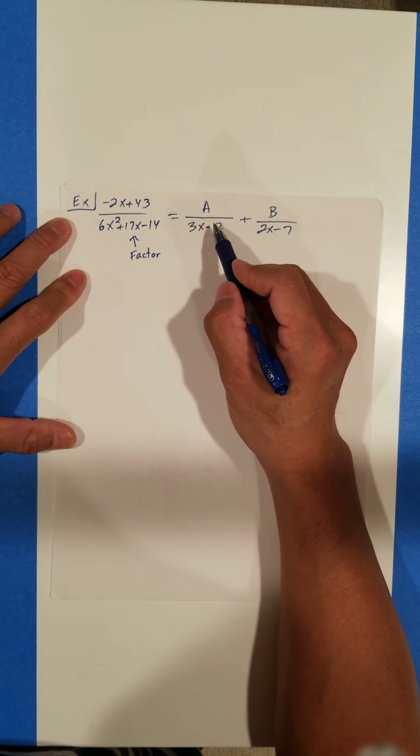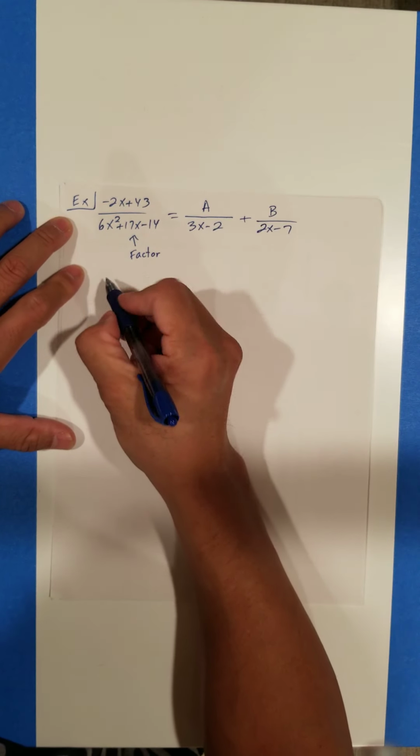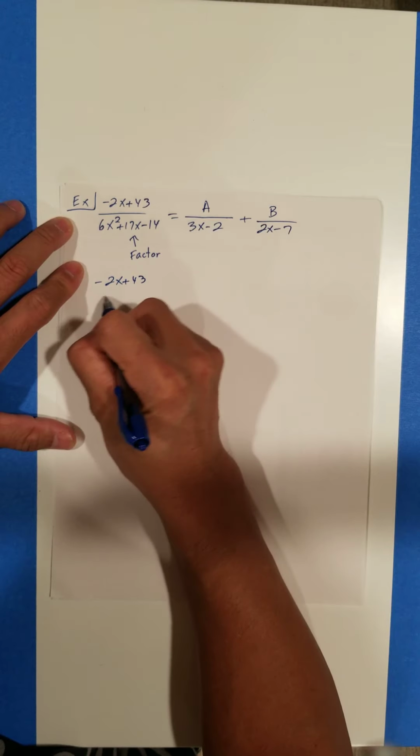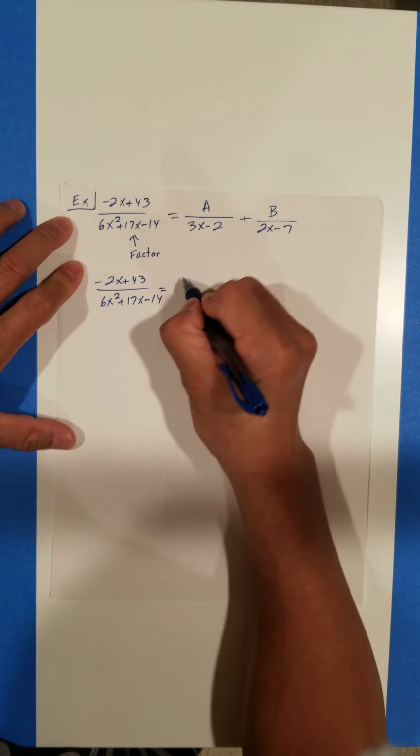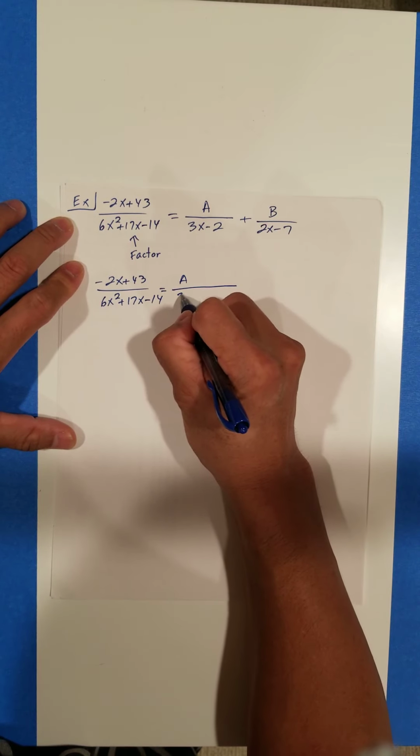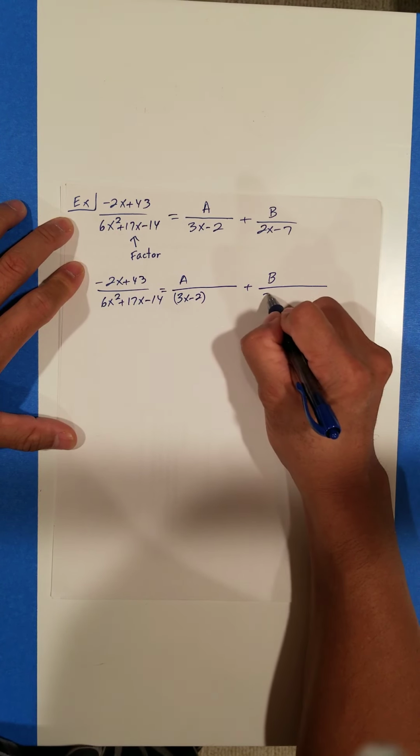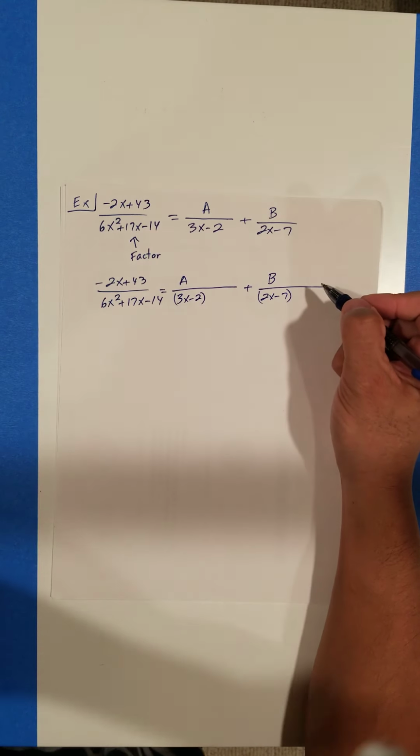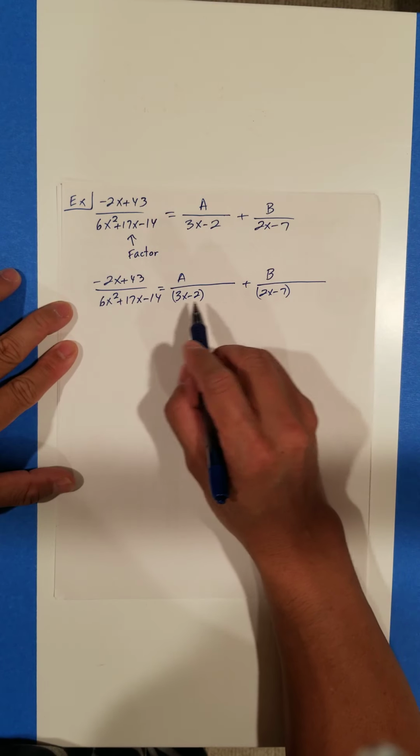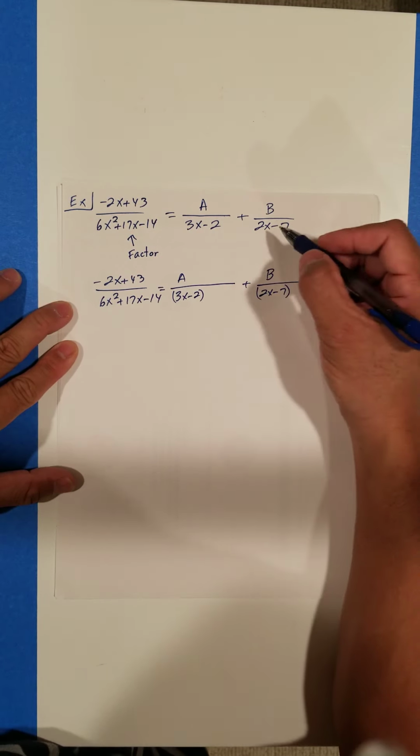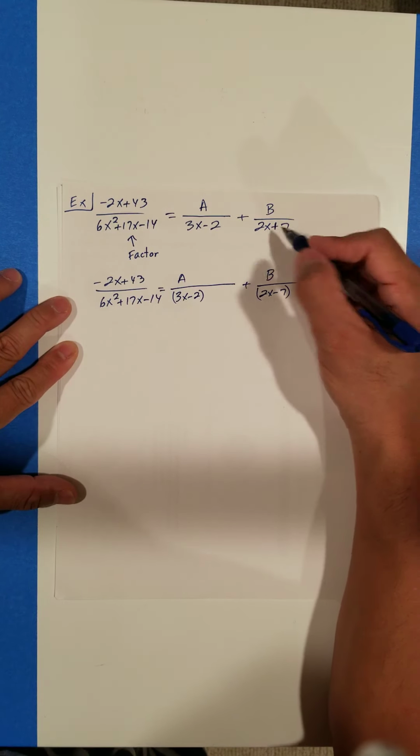Now, your job is to find out, hey, what's A? What's B? So (negative 2x plus 43) over (6x squared plus 17x minus 14) equals A over 3x minus 2 plus B over 2x minus 7. Okay, let's play some jealous neighbors. Looking at these two, this is actually 2x plus 7. I'm sorry about that. 3x minus 2, 2x plus 7.